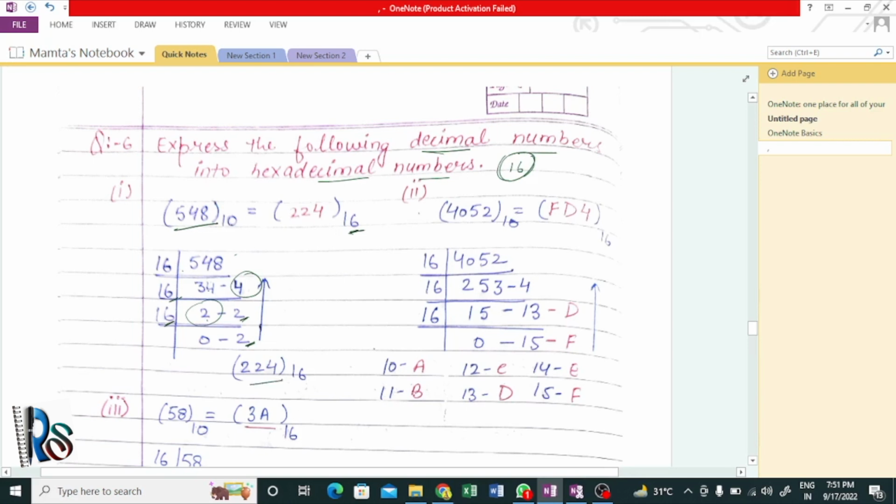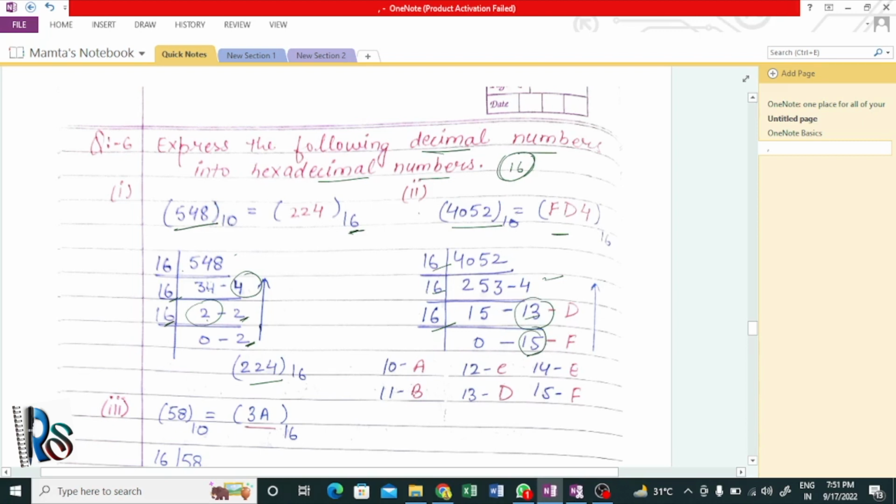One more number is given. Now what do we need to do? One decimal number is given here, 4052, and we need to convert it into hexadecimal. So we'll divide it by 16. After dividing by 16, we get the remainders 4, 13 and 15. But we can't write 13 and 15 directly. That's why we have to write their symbols.